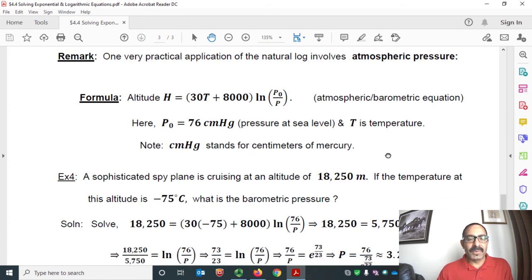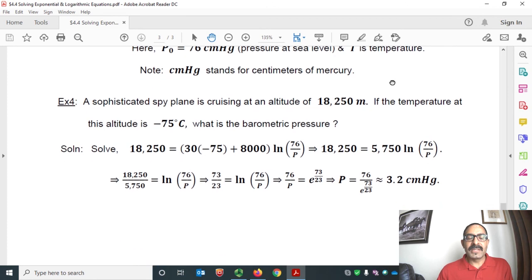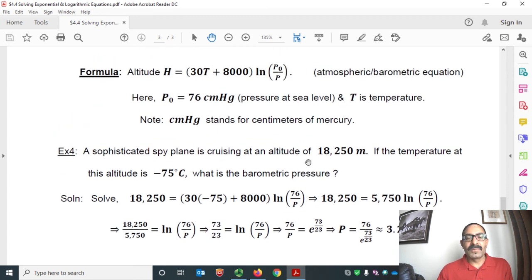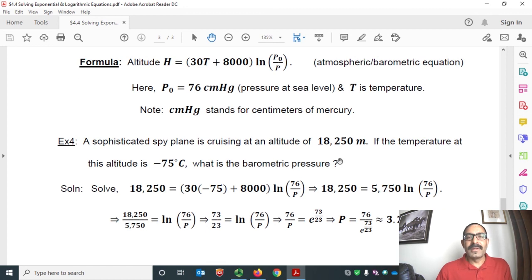Awesome. Now let's do example 4. A sophisticated spy plane is cruising at an altitude of 18,250 meters. If the temperature at this altitude is negative 75 degrees, what is the barometric pressure? That is, what is the atmospheric pressure? We have the formula. Great. So now let's begin the solution. Here is our formula, so let's use the values here. H is 18,250, T is negative 75, P0 is 76.